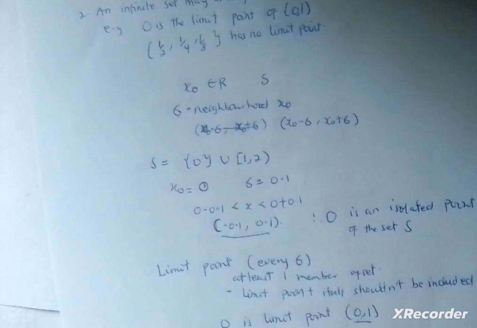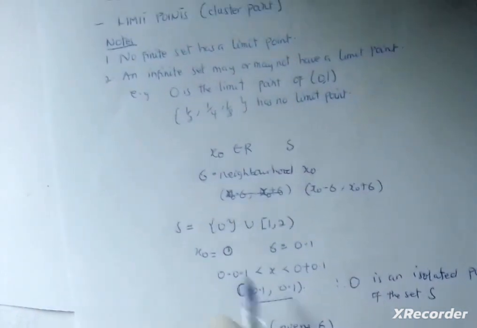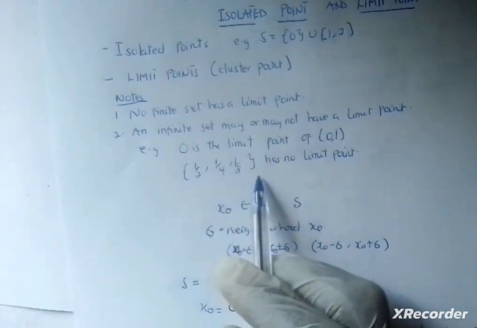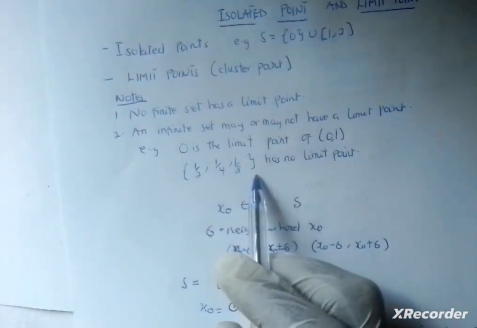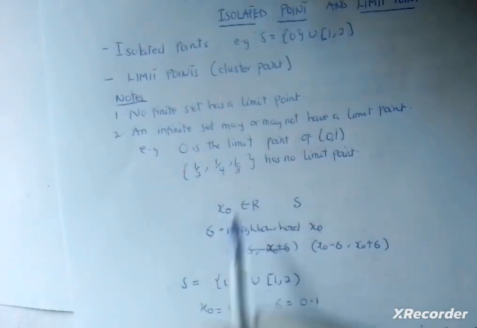Then we can have other sets which will have a limit point but are infinite. Now let's see. When I take this, this set has no limit point. This is because this is a finite set.